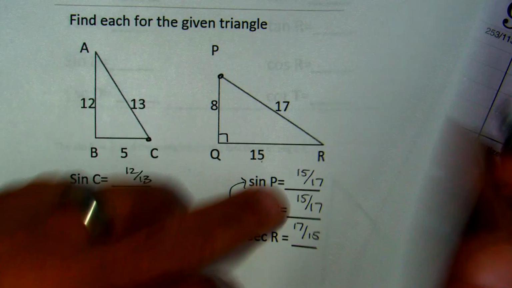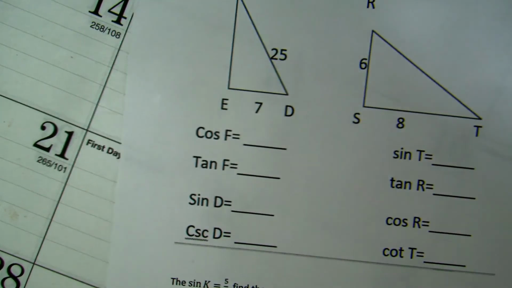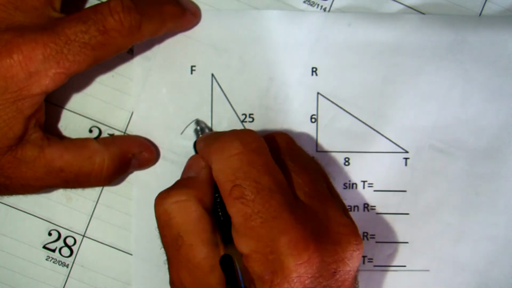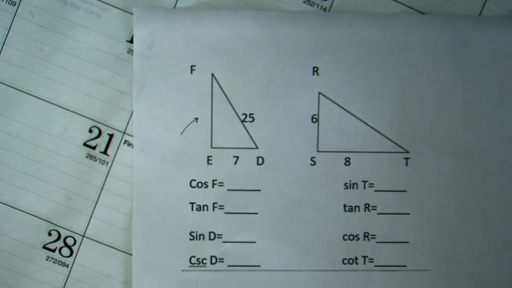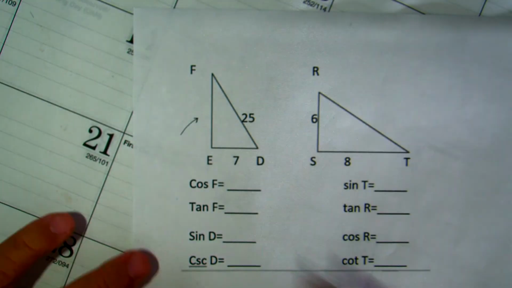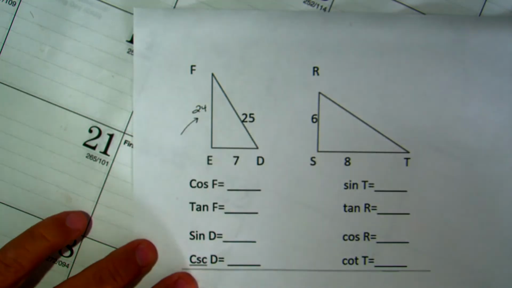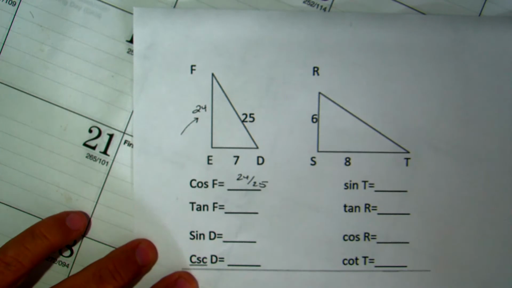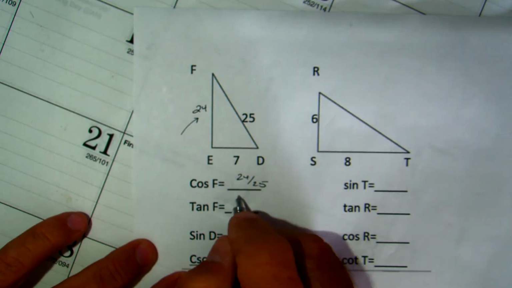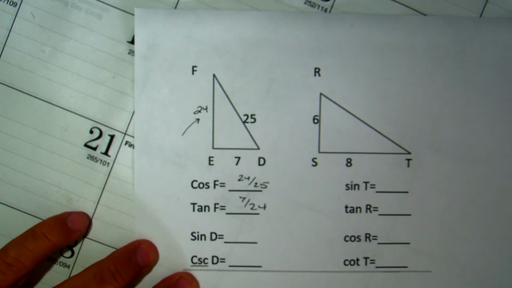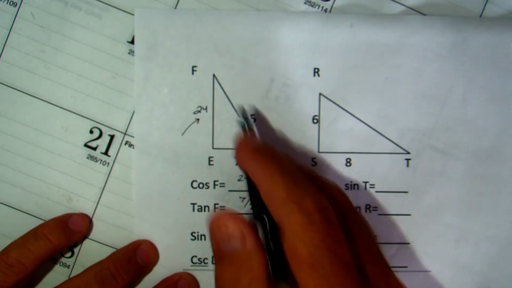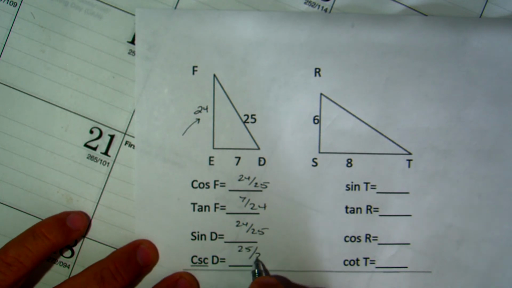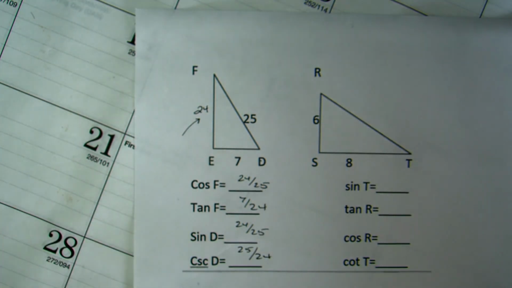All right, we've got a couple more to work on to practice. Cosine of F. We've got a missing side. We're either going to use triples or the Pythagorean theorem, and either way, we get 24. So the cosine of F is 24 over 25. The tangent of F is 7 over 24. The sine of D is the same as the cosine of F, 24 over 25, and the cosecant is the inverse of that. So it's 25 over 24.